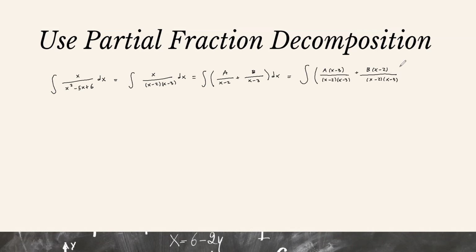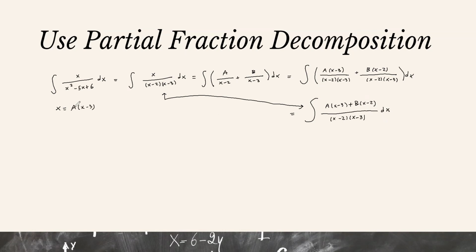And now, once again, the two fractions are going to have the same denominator, so we can combine them to get a single numerator of a times x minus 3 plus b times x minus 2, all divided by that shared denominator of x minus 2 times x minus 3, with the little dx hanging out on the side. Ho ho! And now we have an equation, because we can compare these two integrals and see that we must have x equal to a times x minus 3 plus b times x minus 2.